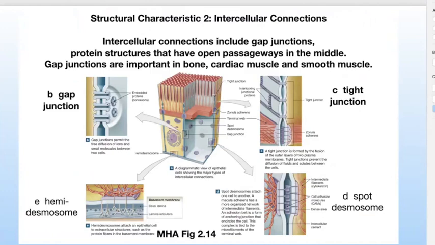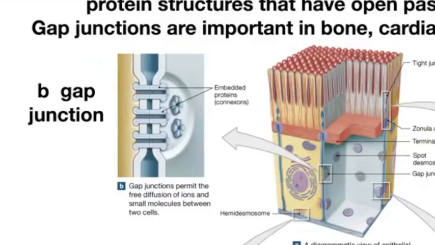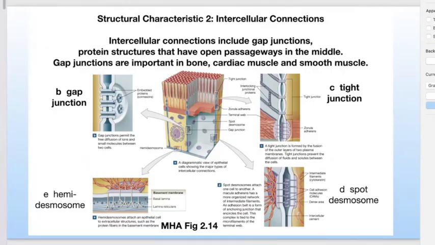An important intercellular connection is a gap junction, which is a protein structure that has an open passageway in the middle. Gap junctions have already been seen in bone, and they will be seen in cardiac muscle and smooth muscle, where they are extremely important in coordinating contraction. And you can take a look at all of the different types of intercellular connections, but please pay special attention to gap junctions.